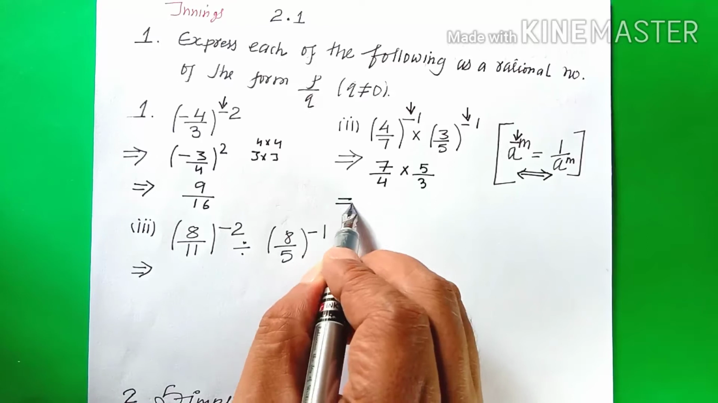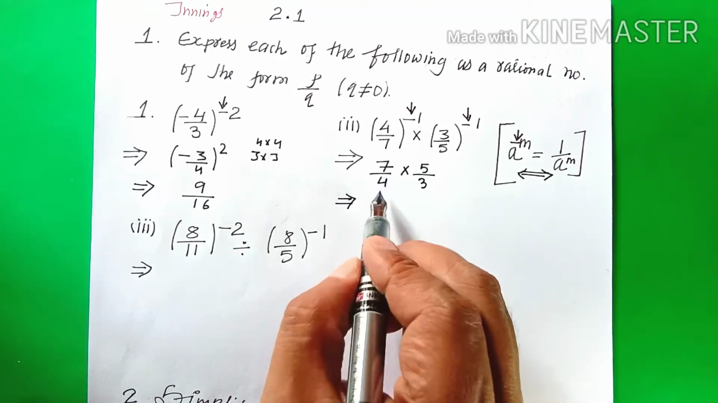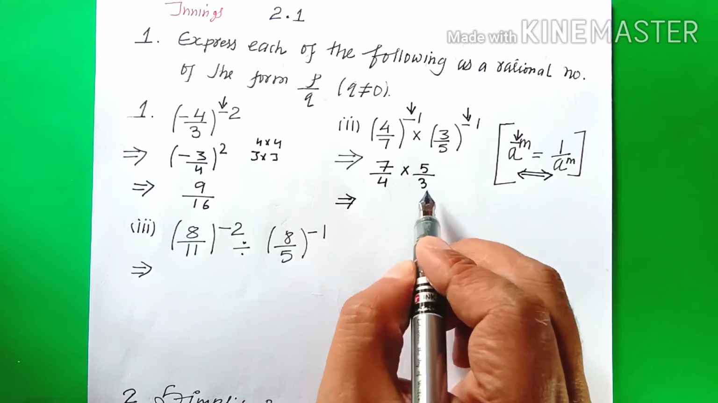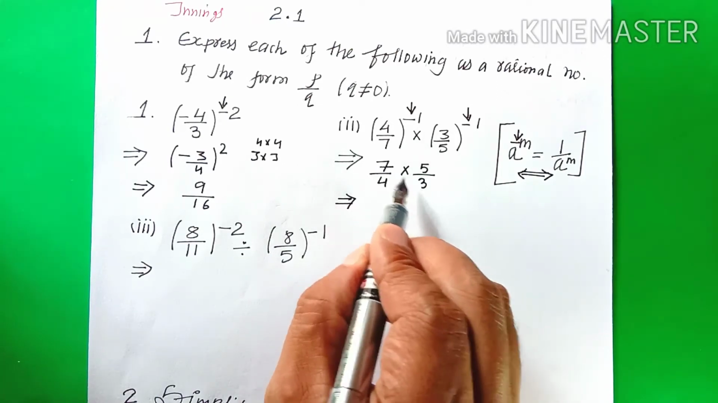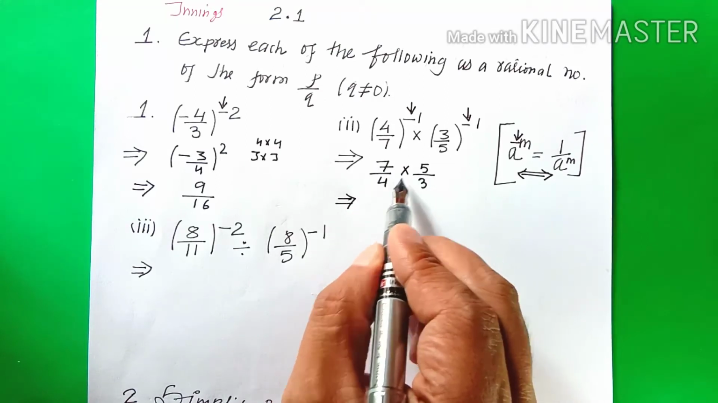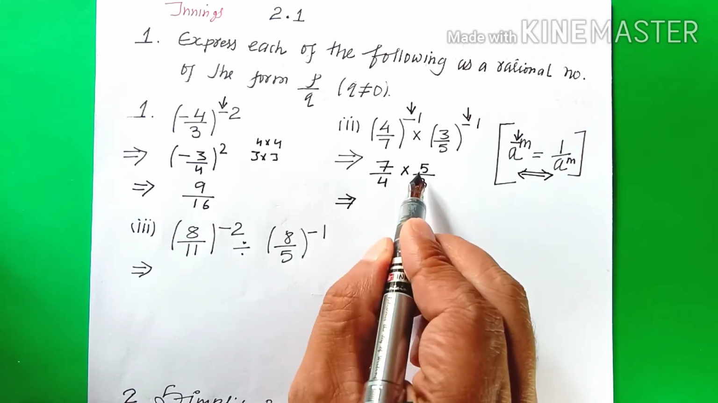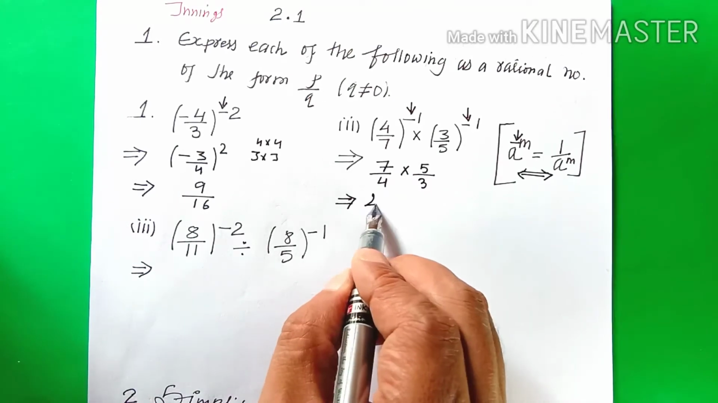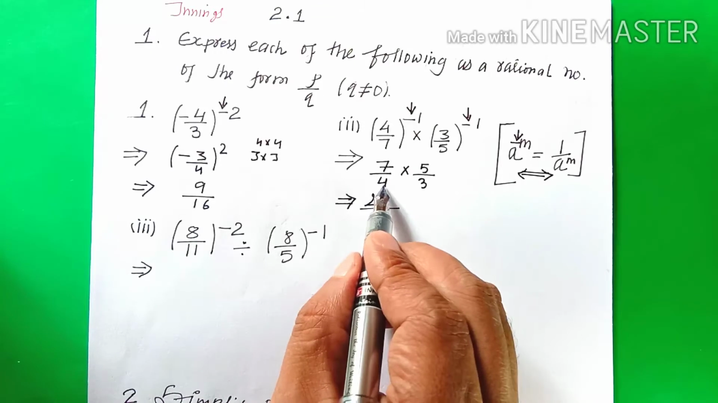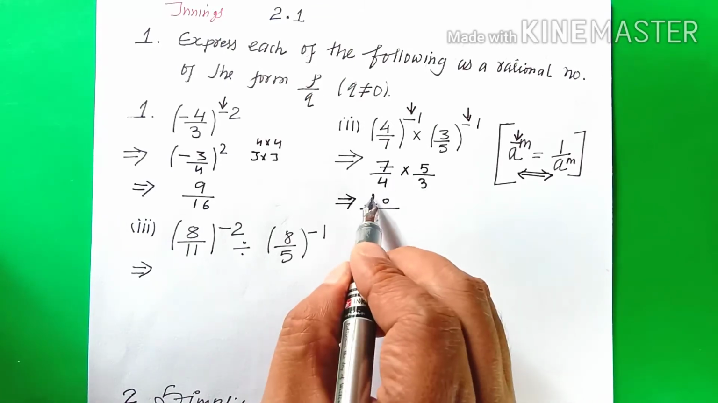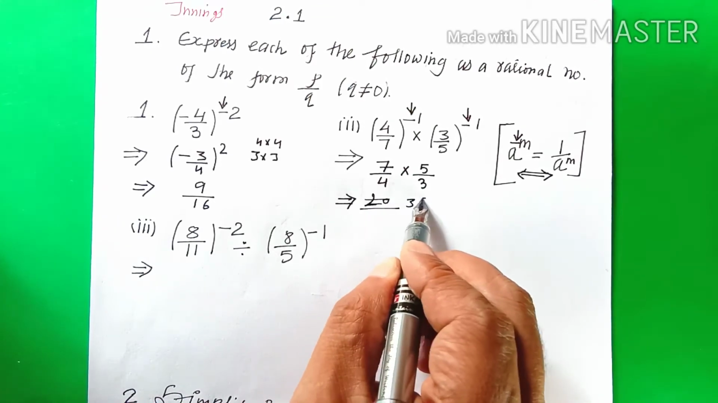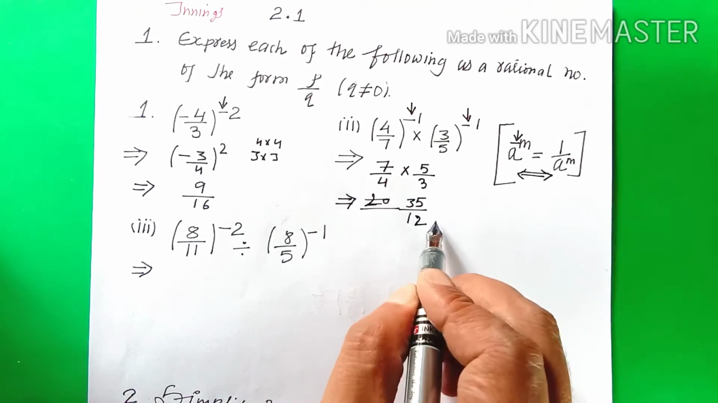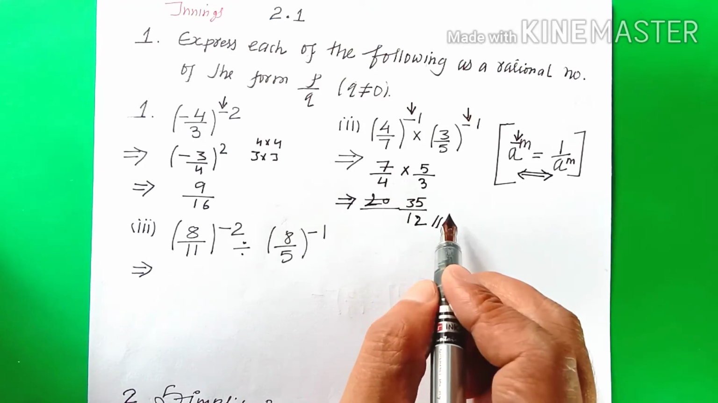Now see whether we can cancel or not. So 7 and 4, we don't have any common factor other than 1. Similarly, again here we don't have any common factor. Again, you'll have to check in this format also. We don't have any common factor. Now one must multiply the same places. 7 into 5, which is equal to 35, divided by 4 into 3, which is equal to 12. So 35 by 12 is in its standard form.